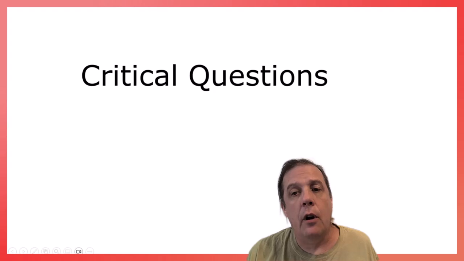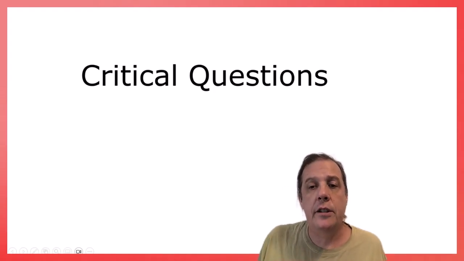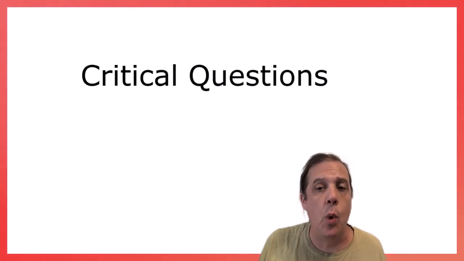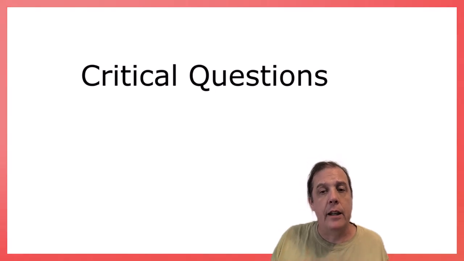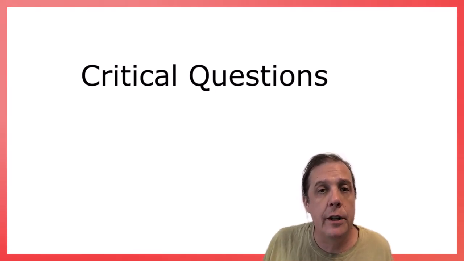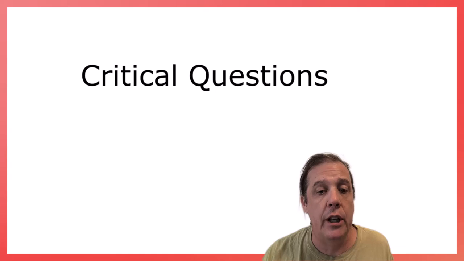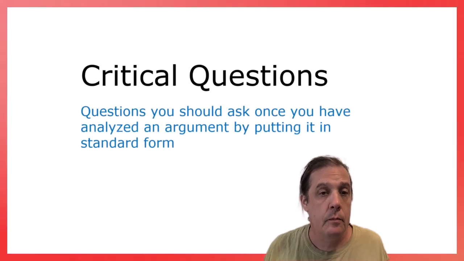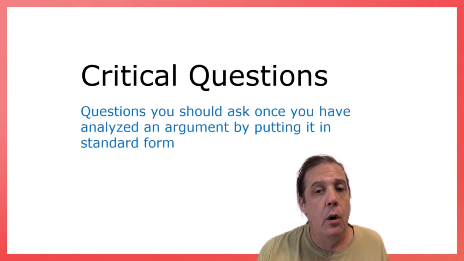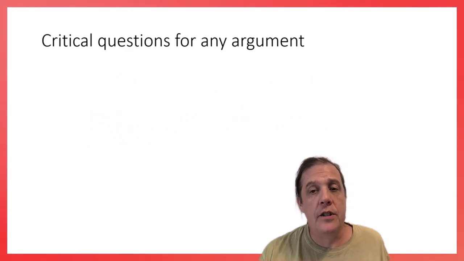With each style of argument scheme, we're going to need a way to tell when the argument is being made well and when it is being made badly. We do this using critical questions. These are questions you should ask once you have analyzed an argument by putting it in standard form. So we've already seen the basic critical questions.